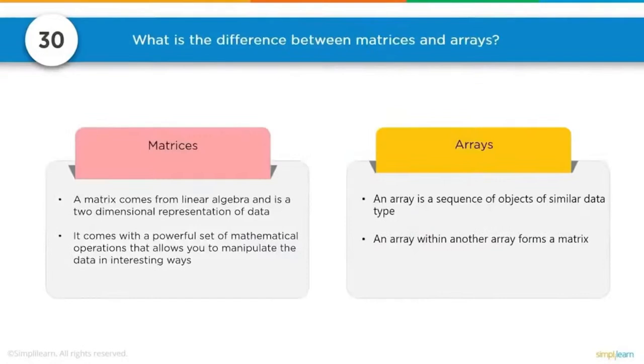Number 30. What is the difference between matrices and arrays? A matrix comes from linear algebra and is a two-dimensional representation of data. It comes with a powerful set of mathematical operations that allow you to manipulate the data in interesting ways. Now, an array is a sequence of objects of similar data type. An array within another array forms a matrix. Like we said here, two-dimensional, so if you have an array of 3 by 4, that would be a matrix.